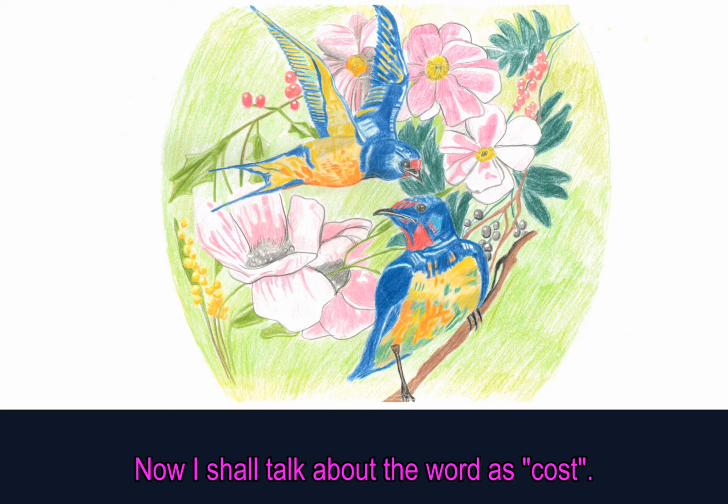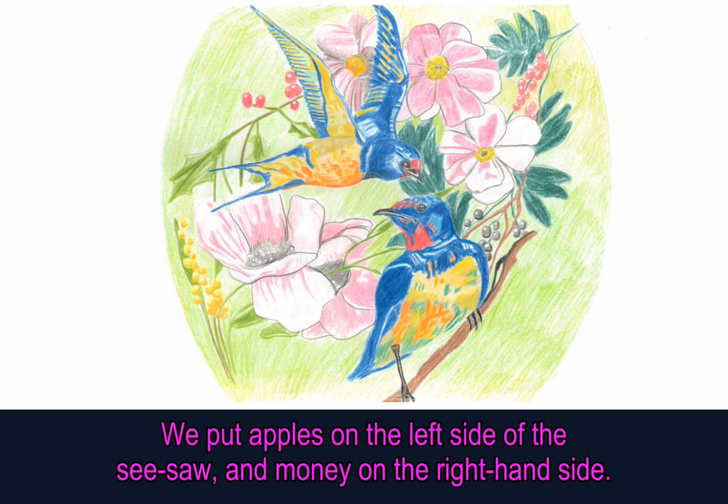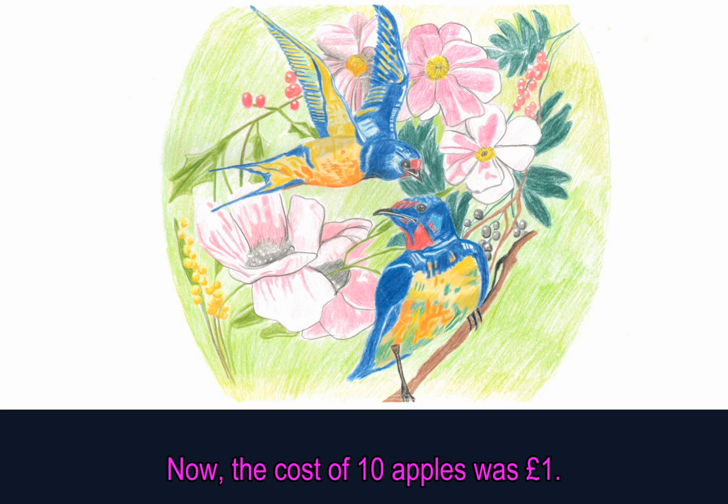Now I shall talk about the word cost. We put apples on the left side of the seesaw and money on the right-hand side. Now the cost of 10 apples was £1. The cost of apples doubles. Now the cost of 10 apples is £2.